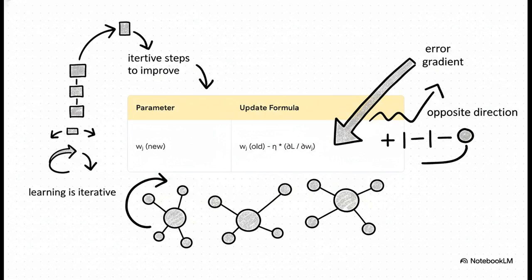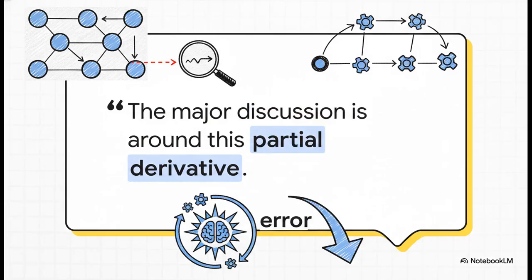At each step, we take our old weight and we just nudge it a little bit. And we nudge it in the opposite direction of that error gradient. So the entire secret to learning, the whole magic trick, is figuring out that last piece of the formula. How much does a tiny, tiny change in this one weight affect the final error? Yeah, this is the whole game, right here.